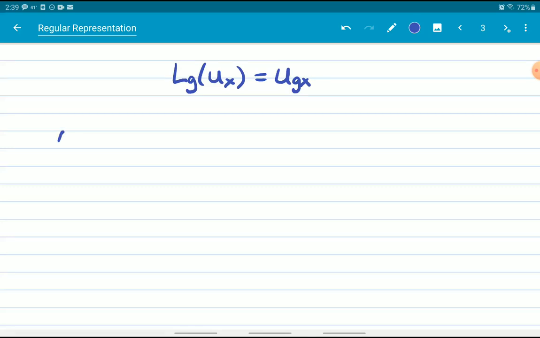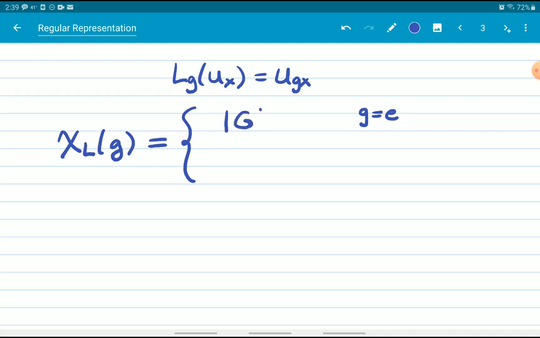Well, we have an easy formula for the character, so let's compute it. The character of the regular representation at element g, well, there's two cases. If g is the identity, then left multiplication by g fixes every element of the group. So that's actually the identity matrix. So its trace is just the dimension, which is the order of G. And if g is not the identity, then it fixes no element of the group under left multiplication. So the character there is 0. That's the character of the regular representation.